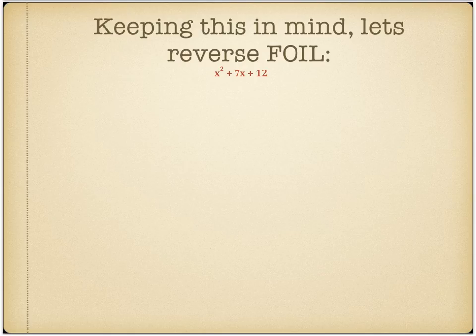Keeping this in mind, let's perform reverse FOIL. The first thing I always do is draw myself a set of parentheses that I can fill in my two binomial factors. The next thing I do is I ask myself what two terms were multiplied together in order to get this first term right here. And I do that first because that is the absolute easiest thing to do.